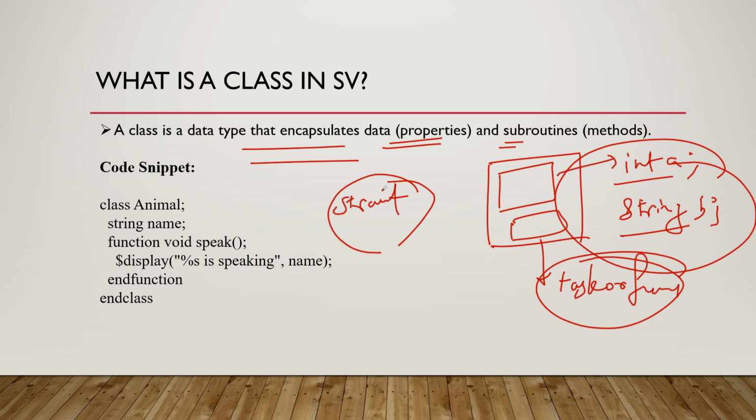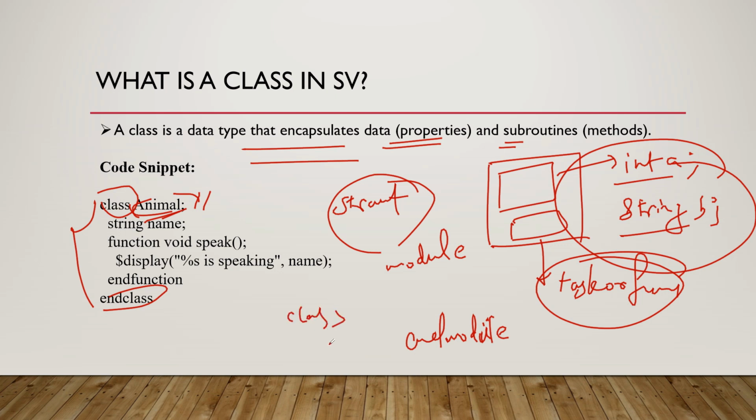Now I have written one small code snippet so you can get more understanding out of it. Here I have written one class. This is the class keyword, and I have considered the name animal. Then, to end the class, we have written endclass. Just like in a module you write module and endmodule, similarly in a class you write class and endclass.